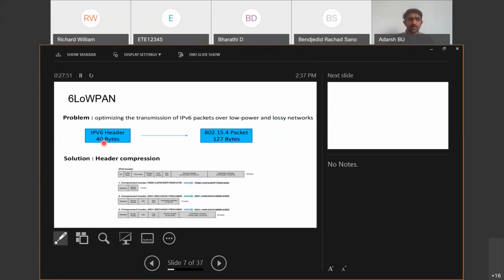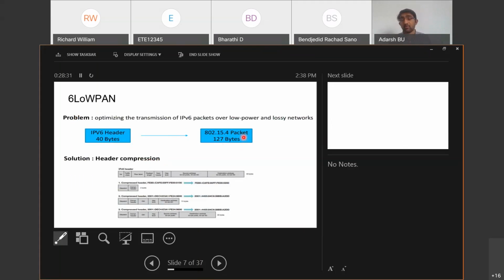And next one. The problem is optimizing the transmission of IPv6 packets over low power and lossy networks. This is one more very interesting question. We have 127 bytes of space. In that 127 bytes, if I give 40 bytes straight away to the IPv6 header, because the IPv6 header size is 40 bytes, I am left with around 87 bytes.